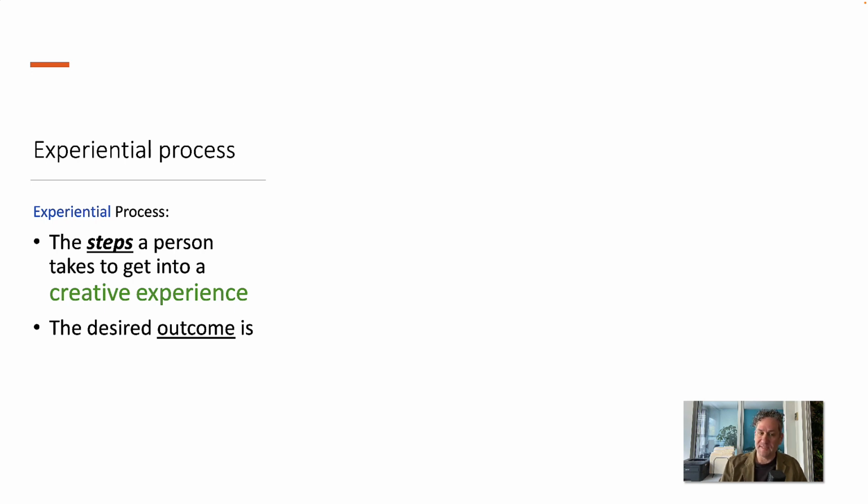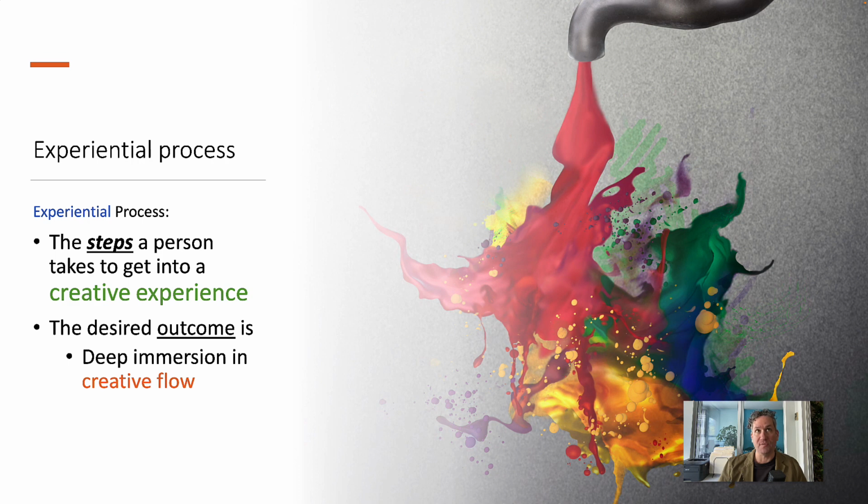The second type of process is experiential process. This also involves a sequence of steps, but here it's the steps that we can take in order to get into our optimal creative experience, to get into the zone, to get into our creative flow state. You can see the image that I have here on this PowerPoint slide is of a tap, right? And we want to be able to turn on the taps so that our creativity flows out, our ideas flow out. All of that can just be up and running as opposed to clogged up or stunted or halted or any of that sort of thing.